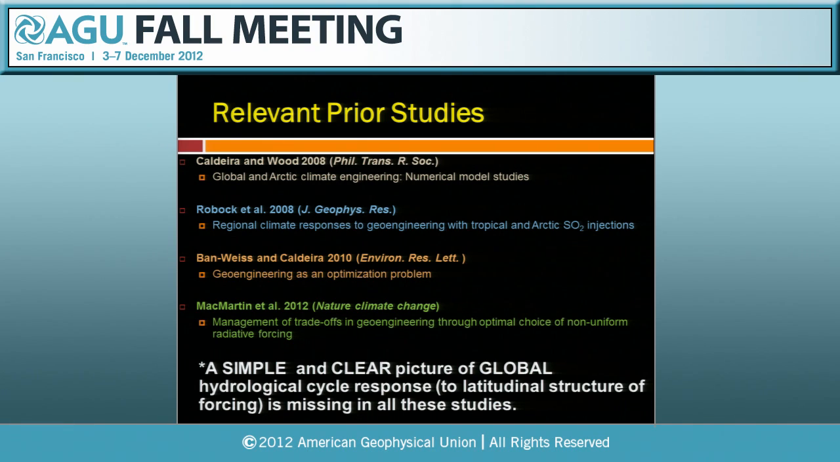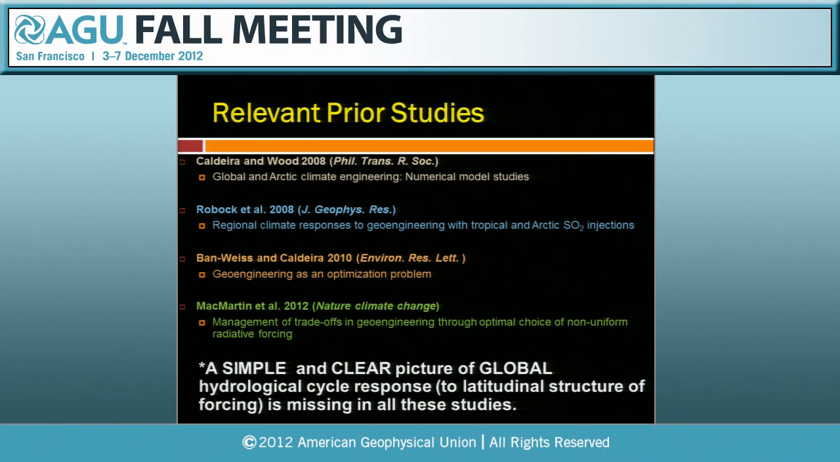And there are a couple more studies, Ban-Weiss and Caldeira. Here they varied the meridional distribution of aerosol to optimize the climate. Their goal was again to optimize both the temperature change as well as the precipitation change, but they found out that they can only optimize one at a time. Another important thing is that they varied both the distribution as well as the total amount of aerosol in that case.